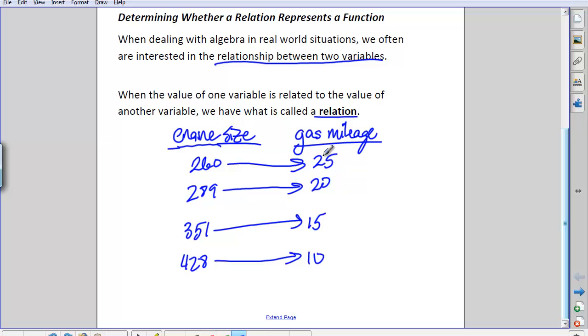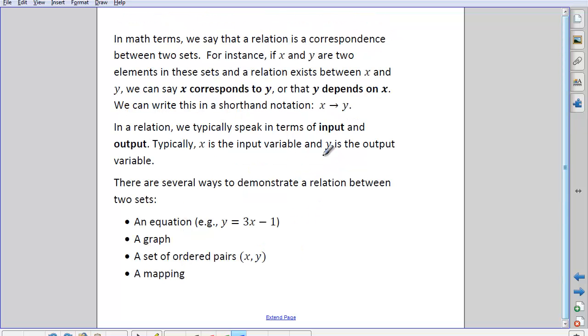It's a pretty simple idea to talk about a relationship between two different variables. We could name a lot of different examples of that. So just fleshing that idea out a little bit more, in math terms, we say that a relation is a correspondence between two sets. And typically we refer to those sets as x values and y values. Those are the standard variables we use when we start talking about relations and functions.